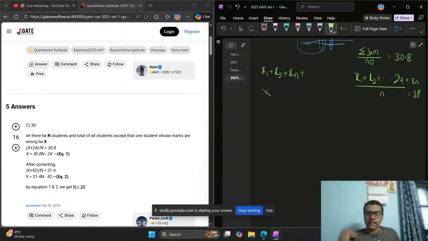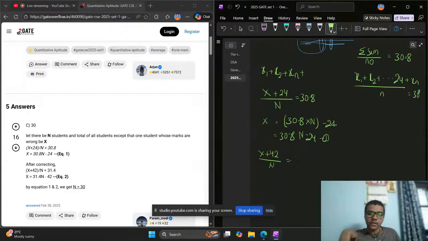So (x + 24)/n is equal to 30.8. Yep, that makes sense. So you need to get what x is. 30.8 times n minus 24. That's it. Right, 30.8n minus 24. This is equation 1. So after correcting, x plus 24 was replaced by 42, is equal to 30.8.